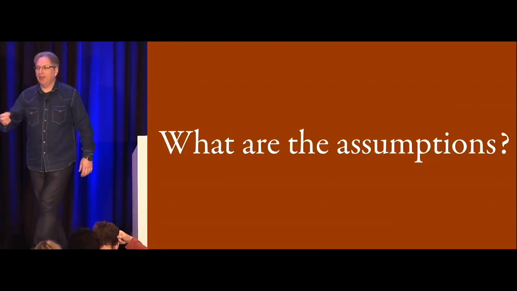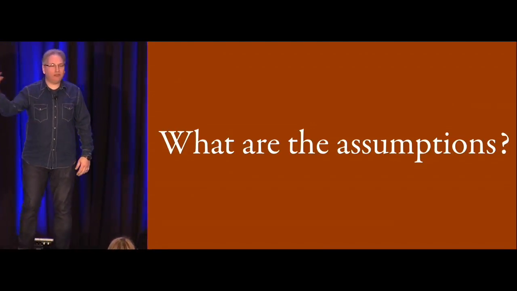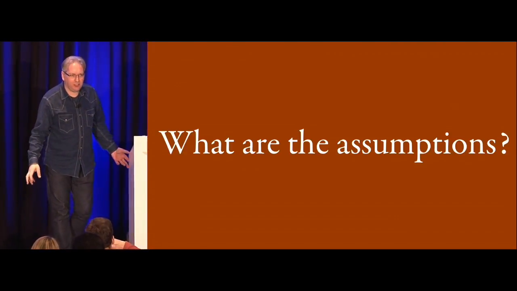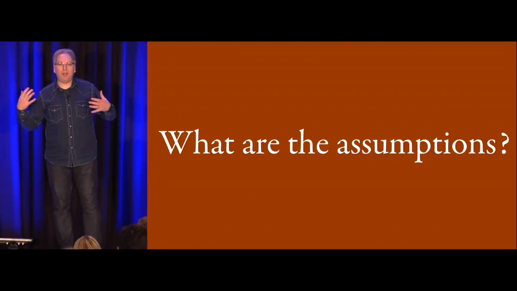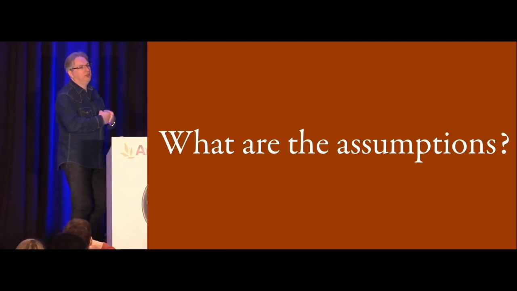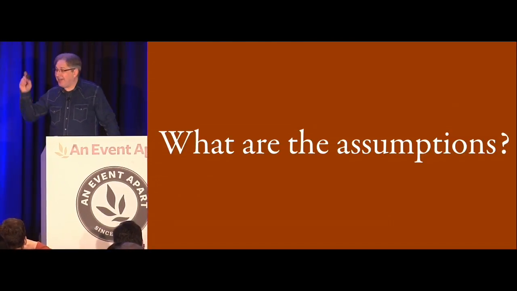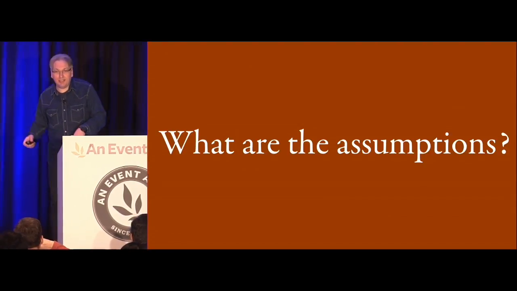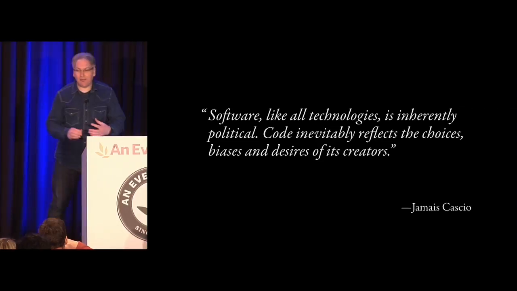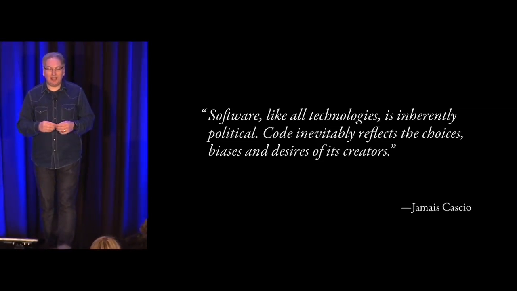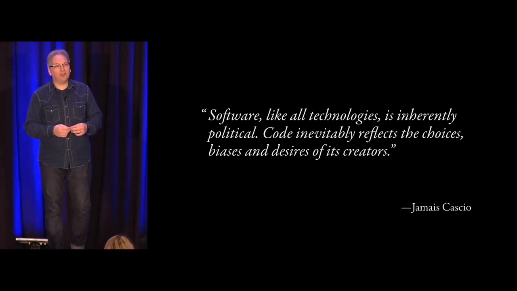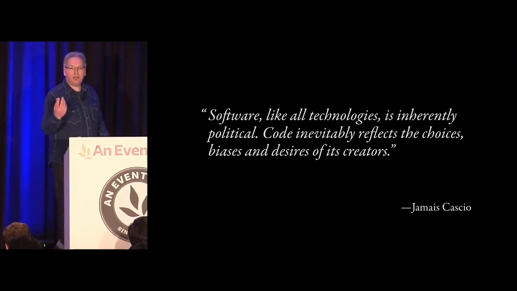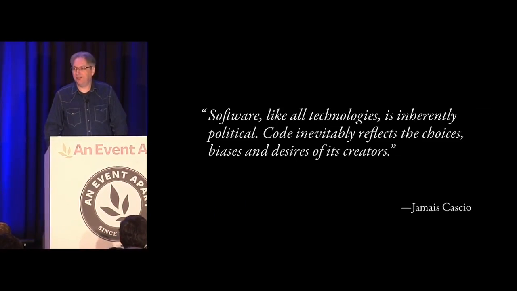This is how you end up with a situation. You've got a library or a framework, some kind of tool, and you've got one group of developers saying, this rocks, it's awesome. And another group of developers going, no, it sucks, it's terrible. Right? They're both right and they're both wrong because it depends entirely on how well the philosophy of the tool meshes with your own philosophy. And like I said, I guarantee you there are assumptions inside the software because that software was made by human beings, and human beings have assumptions and biases. Software, like all technologies, is inherently political. Code inevitably reflects the choices, biases, and desires of its creators. We can't help it. We talk about opinionated software, but the truth is all software is opinionated.